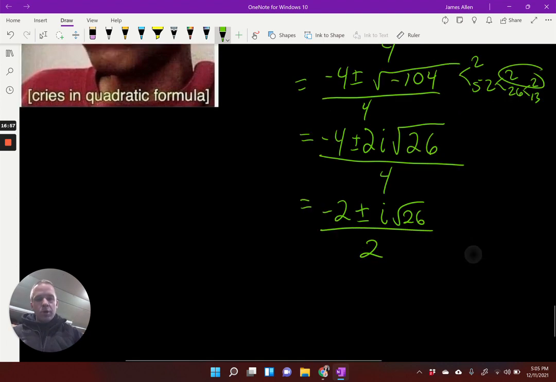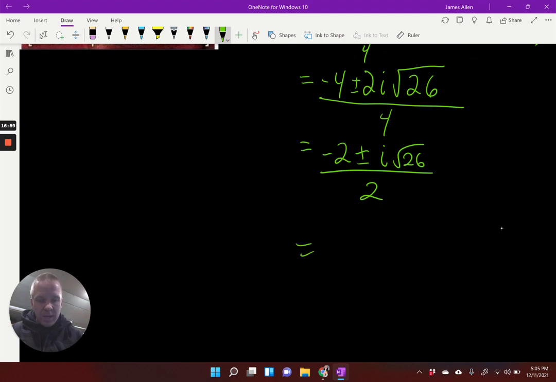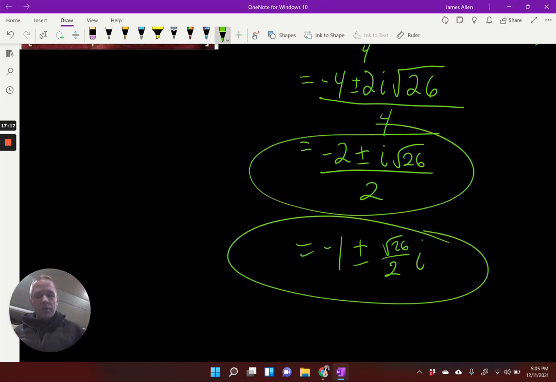That would be acceptable. You could also have it written separately where it would be negative 1 plus or minus i root 26 over 2 if you're writing in the a plus bi form properly. Either one of these would be okay. You should be able to recognize either one as a solution. And there we go. So 4 big things there, right? A lot of stuff there from quadratics.